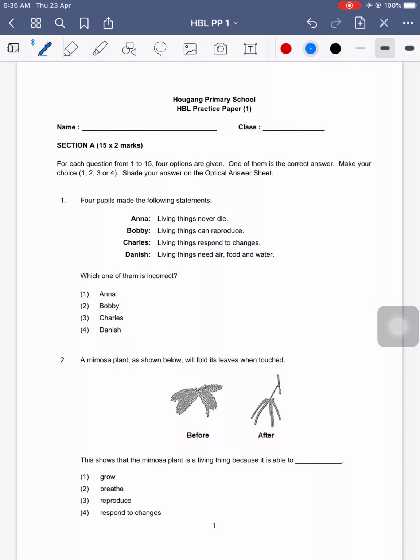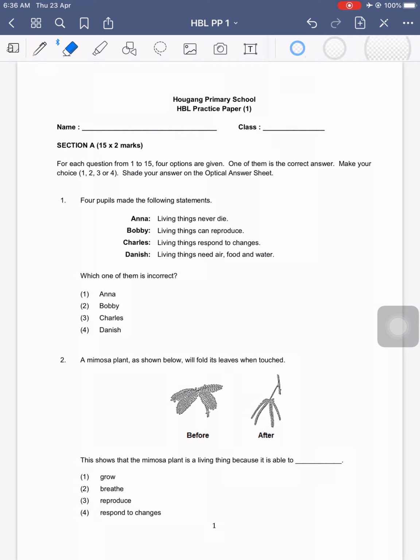Now, the first question, 4 pupils made the following statements. Anna says, living things never die. And for Bobby, living things can reproduce. Charles, he said, living things respond to changes. And Danish, living things need air, food, and water.